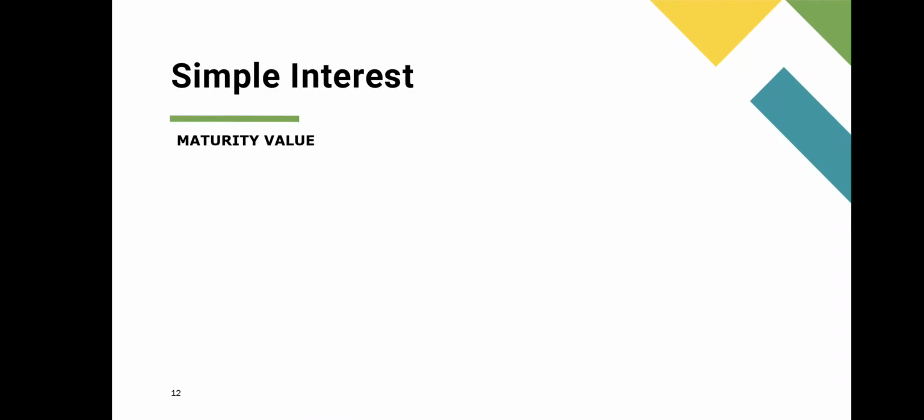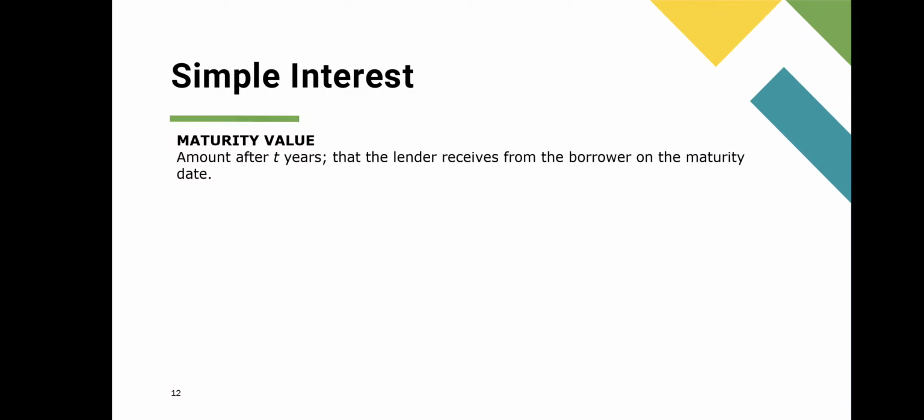So now let us go to the maturity value for simple interest. So again, when we say maturity value, that's the amount after T years. So this is the amount that the lender receives from the borrower on maturity date. So in other words, the maturity value refers to the principal amount plus the simple interest. So it's the total amount.